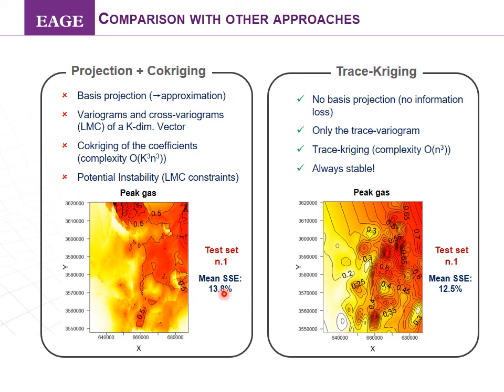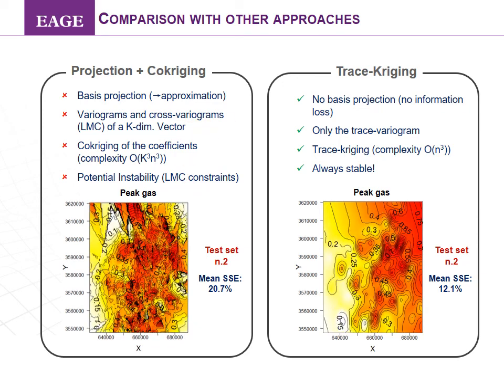That higher SSE may be due simply to the fact that we are truncating some of the data in terms of the information provided by the lower dimensional principal components, or we may have some stability issues when we're doing a linear model of coregionalization and applying that to this interpolation. In another test set, again, we see some instability issues occurring.